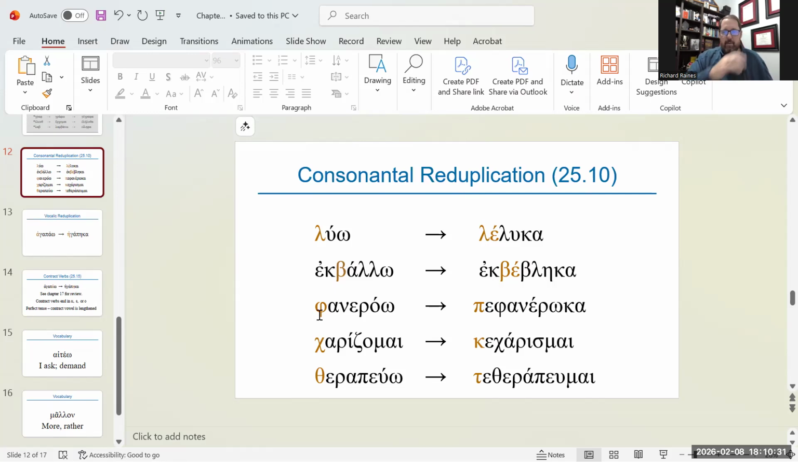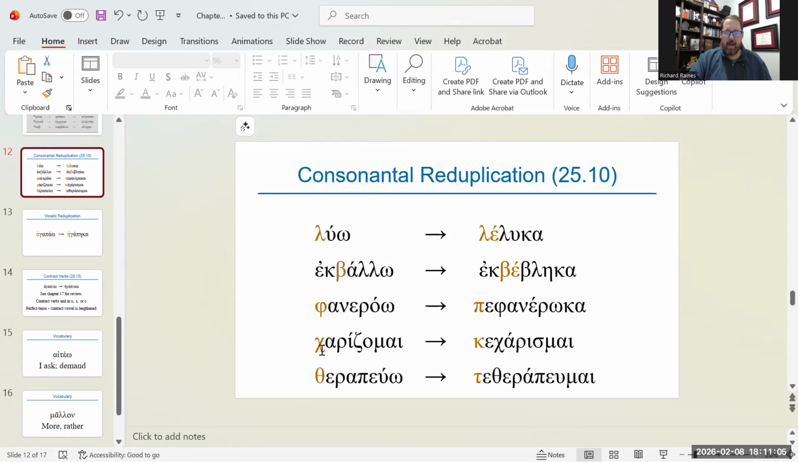So if the word begins with a phi, chi, or a theta, then the reduplicated consonant is going to change based on these rules. The phi is going to change. It's going to make the reduplicated letter a pi. And it has everything to do with how it sounds. So see, the phi remains and the pi is added, separated by an epsilon.